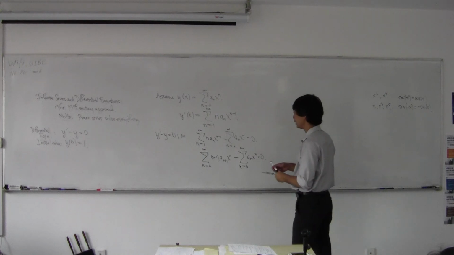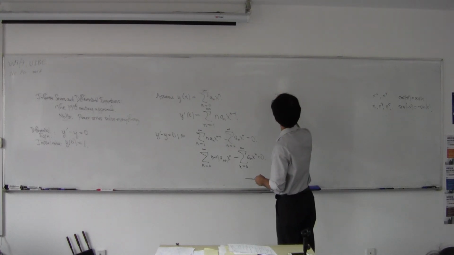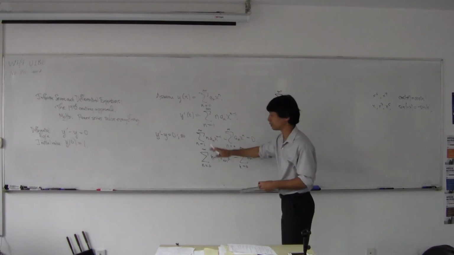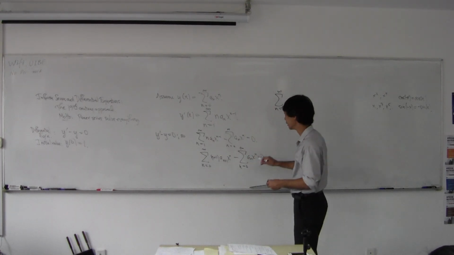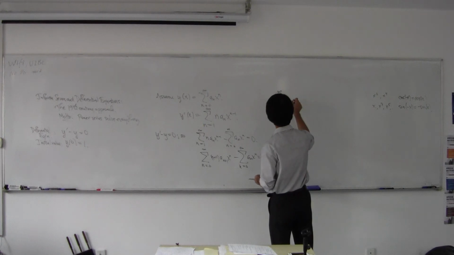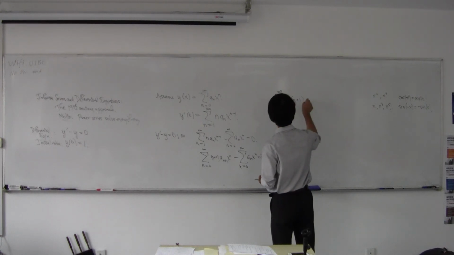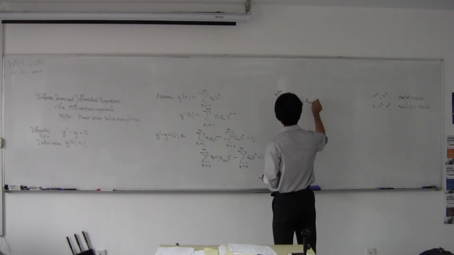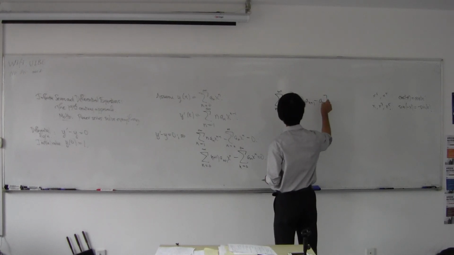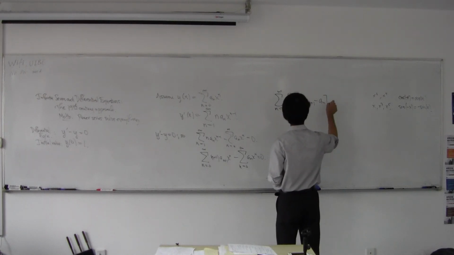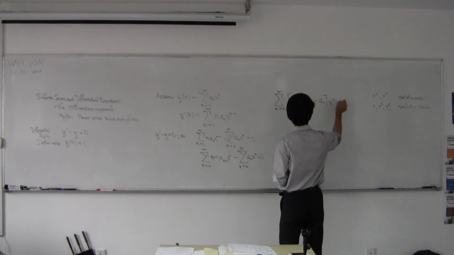Now I'm going to put it together. So that tells me that the summation from n equals 0 to infinity. Now that they have the same range, I can put it together. So I get n plus 1 times a sub n plus 1, minus a sub n, times x to the n, equals 0.